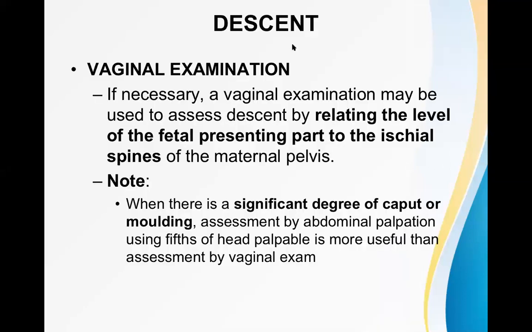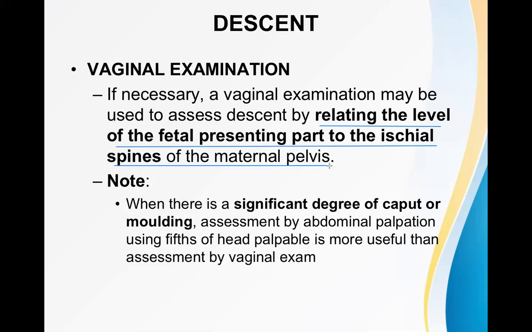Now another way of finding descent is by vaginal examination. Till now we were talking about abdominal palpation, but now vaginal examination. Now how do we know that? So let's talk about it. If necessary, a vaginal examination may be used to assess the descent. See here, to assess the descent by relating the level of the fetal presenting part to the ischial spine of the maternal pelvis. Now the ischial spine, okay, is a part of the ischium bone.